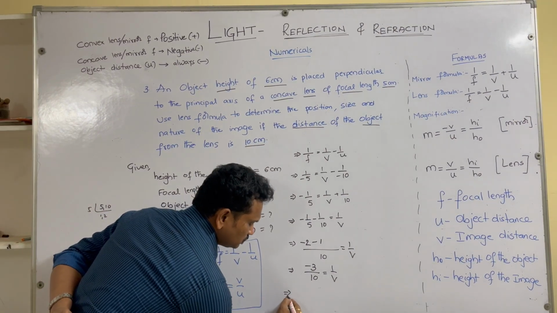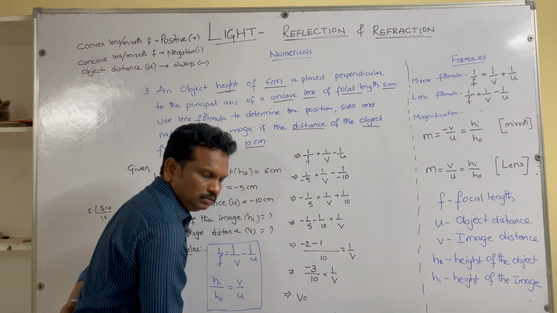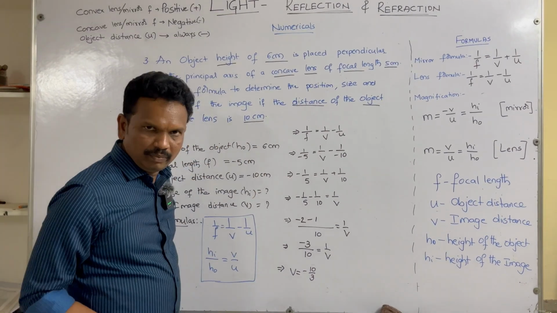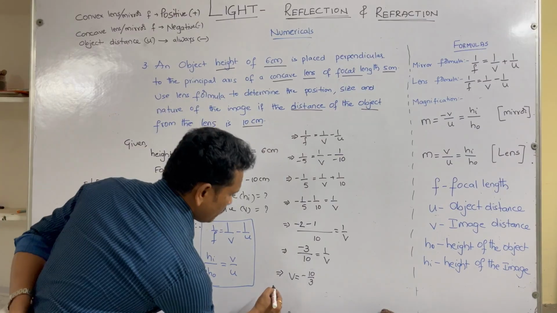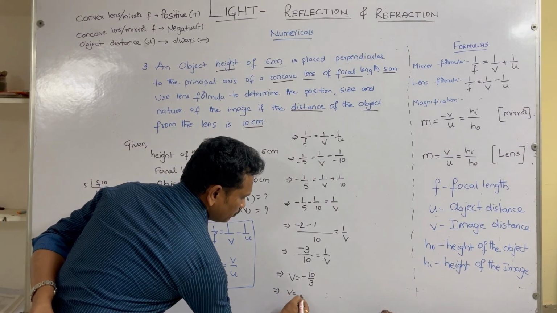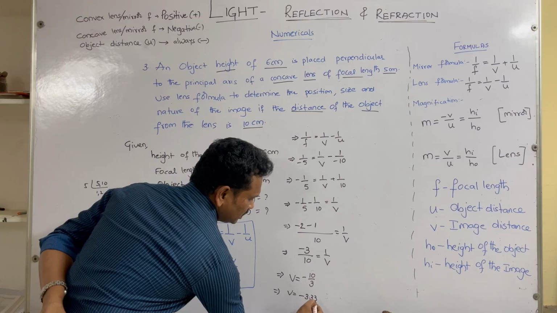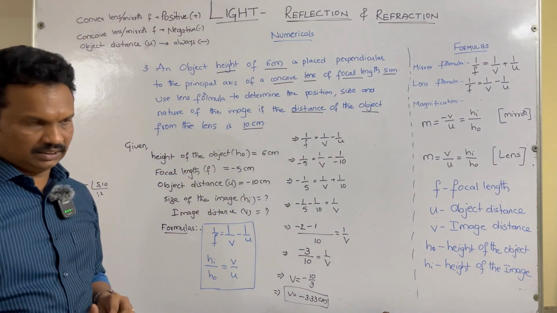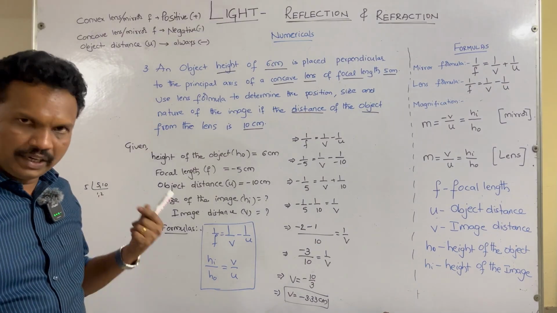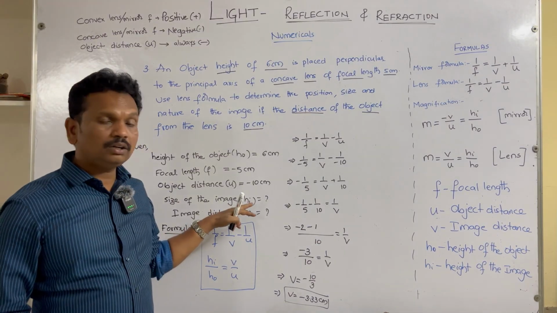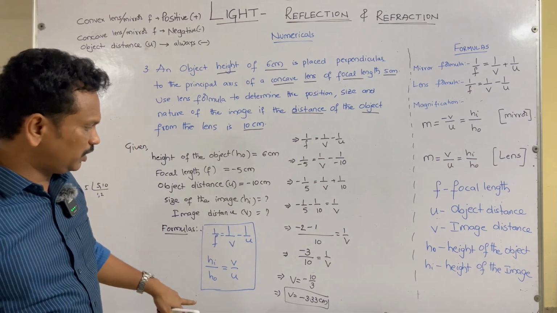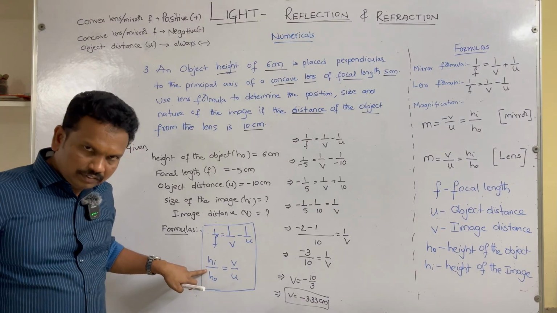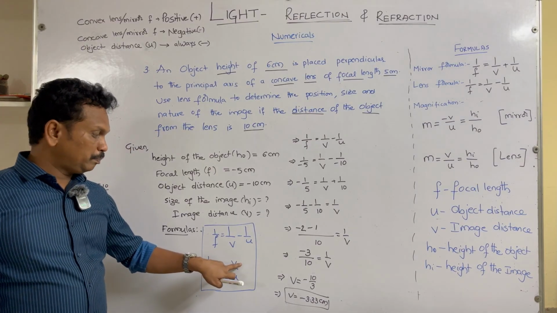Now, this is v equal to minus 10 by 3, which is equal to minus 3.33 centimeters. This is the image distance. Now, we need to calculate the height of the image. Which formula we need to use? This one. Height of the image by height of the object equal to plus v by u.